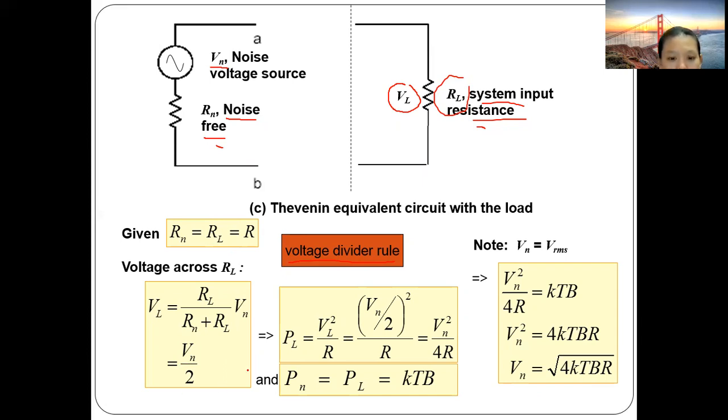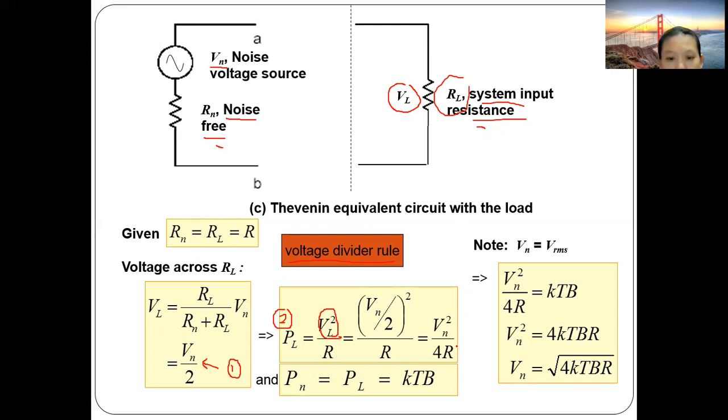Now we have the load power PL. Power P equals V squared over R, so PL equals VL squared over R. We substitute equation 1 into equation 2: we substitute Vn divided by 2 into PL, bracket squared, divided by R. Then squaring it, we will have Vn squared divided by 4R.